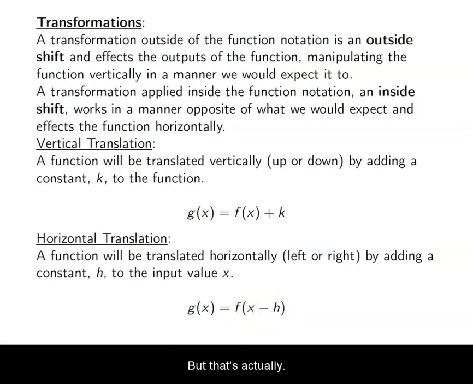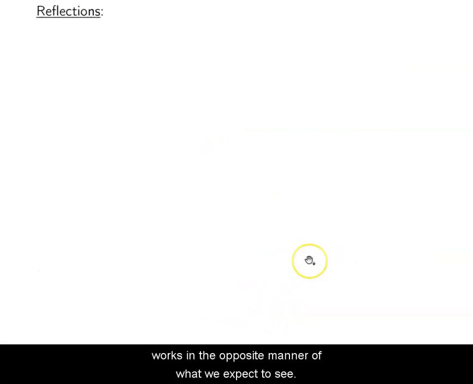But that's actually the opposite, right? So if I see x minus 3, it means I take my whole function and I move it to the right, to the positive direction, even though we see a negative value inside of our notation, right? And that's again because it's an inside shift. It happens inside the function notation. So it works in the opposite manner of what we would expect to see.